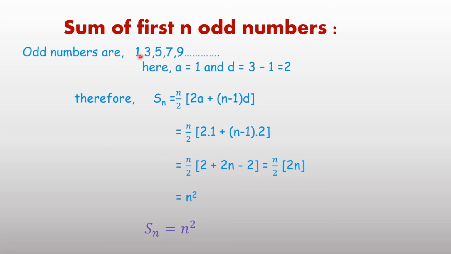Sum of first three odd numbers means 1 plus 3 plus 5 equals, directly we can write as 3 square. There are 3 terms. Also you can verify here: 1 plus 3, 4 plus 5, 9. Sum of first 4 odd numbers means 4 square, 16. You can verify it: 1 plus 3, 4 plus 5, 9 plus 7, 16. In this pattern, you can find the sum of first n odd natural numbers.